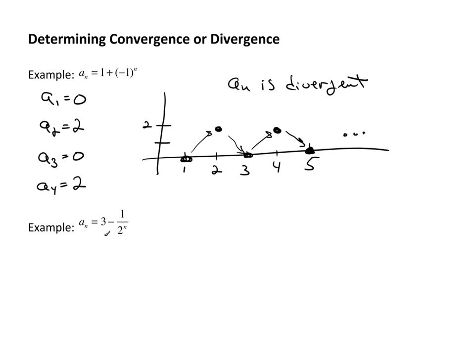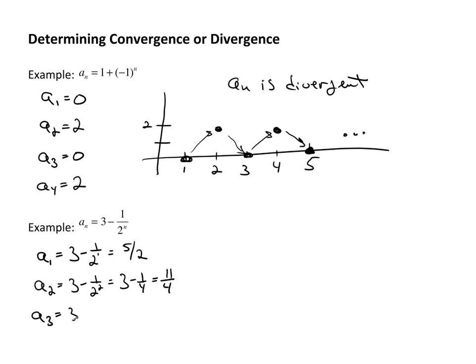Now here, let's take a look at a_n equals 3 minus 1 over 2 to the n. In this example, I can start writing out a couple of terms. a1 will equal 3 minus 1 over 2 to the first. That's 5 halves. a2 equals 3 minus 1 over 2 squared. That's 3 minus 1/4. That is what? 12 minus 1 is 11/4.